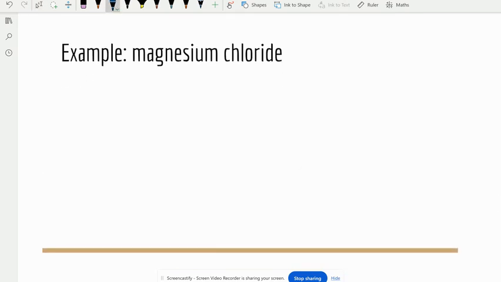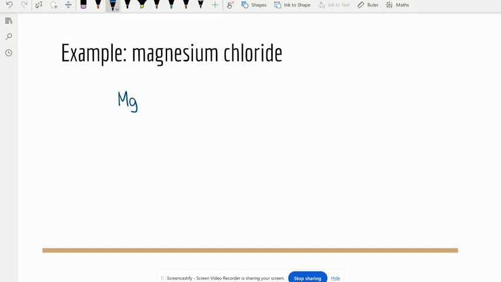Magnesium chloride. So again, if you got your periodic table, magnesium is Mg. Notice how I always write my first letter with capital, but my second letter is always in lowercase. It's like if you write your name, you always write your first letter with capital, but the other letters are lowercase.